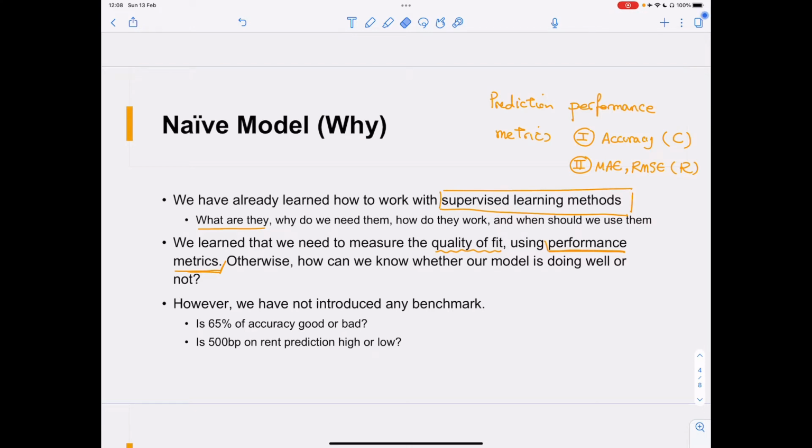Is 65% of accuracy good or bad? Is 500 British pounds on rent prediction error high or low? So if this is our mean absolute error, is it good? Is it acceptable? Is it not acceptable? And this is accuracy. So we want to have some benchmark. Okay, this benchmark does not solve all the problems. It's not an omni solution, not omniscience, but it will help us.